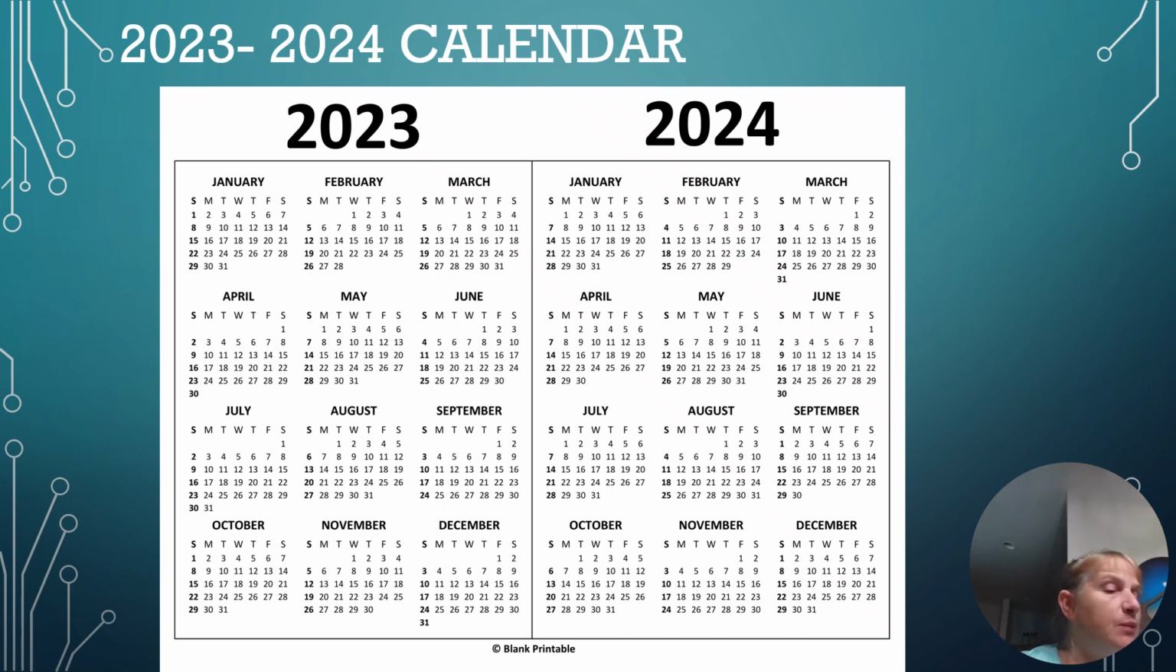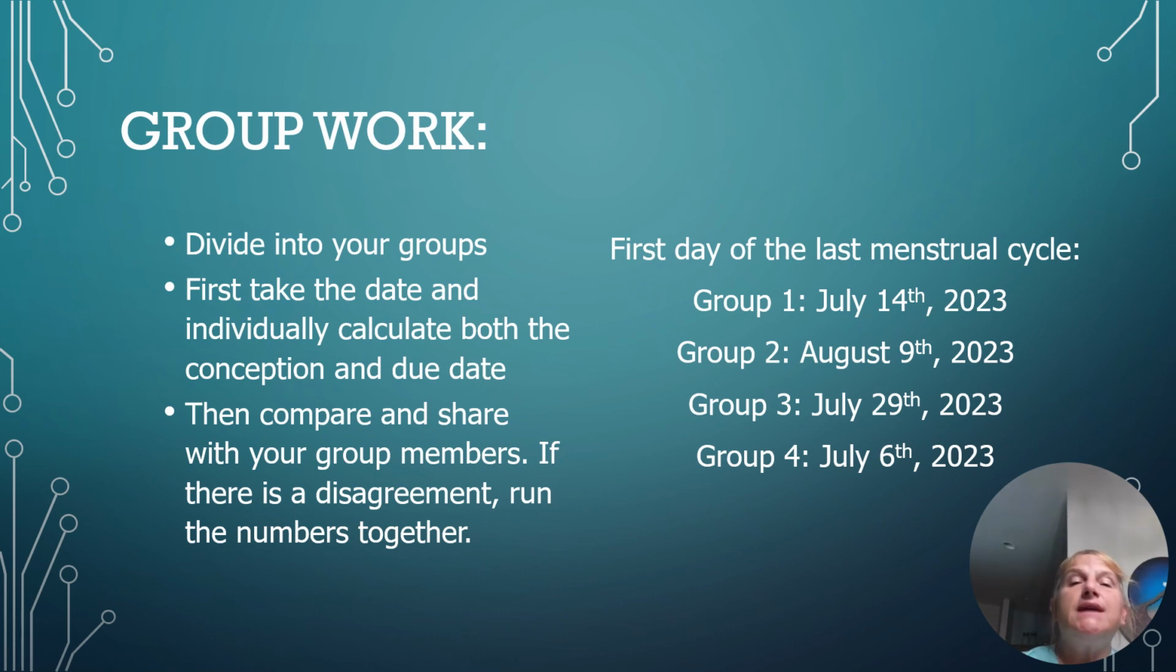So what's going to happen now is you're going to break into your groups. What I would like you to do is take the date and individually calculate both the conception and the due date. Here are your dates. Remember, we're going to start with the first date of the last menstrual cycle, because that's going to give you your conception or fertilization date. And then we're going to use this date also to calculate the infant's due date.